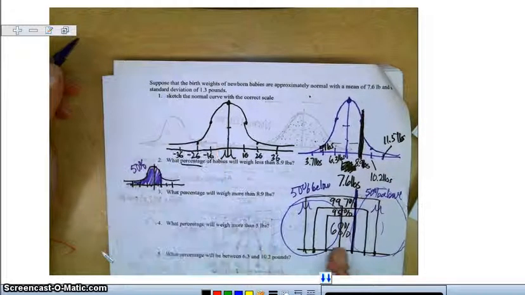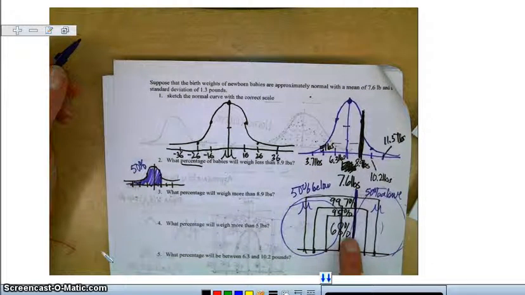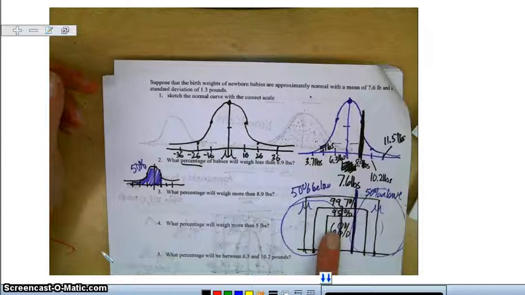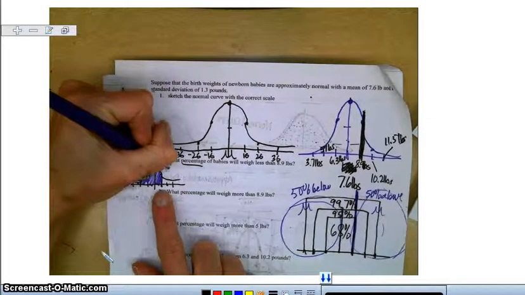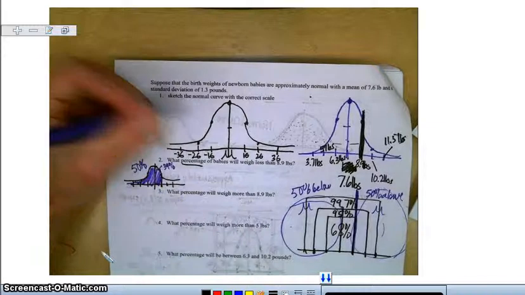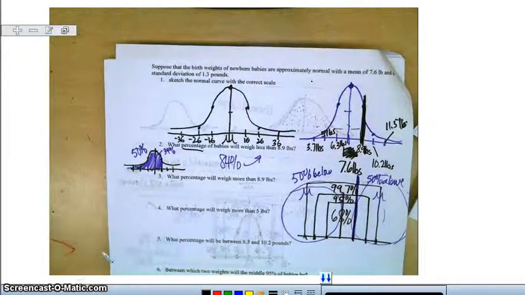And if I utilize this and know I've shaded one standard deviation above that now, that if I shaded one standard deviation above and below, that would be 68, but since I'm just taking half of that, I take half of 68, so this is 34%. So if I add those two together, that means I have 84% of babies will weigh less than 8.9 pounds.